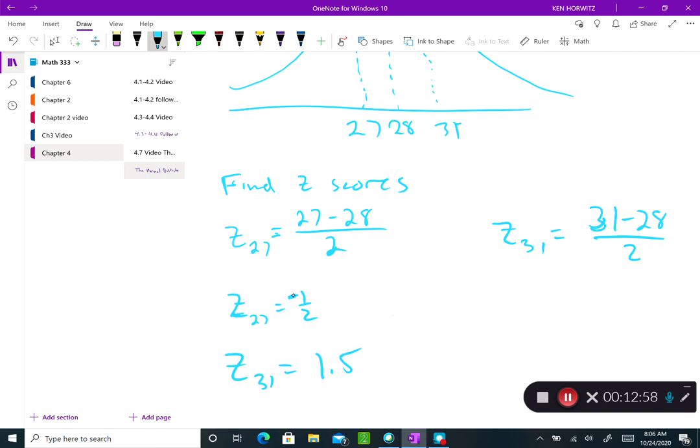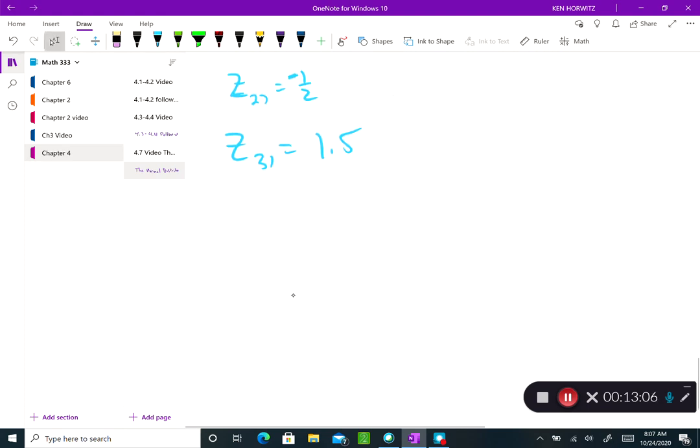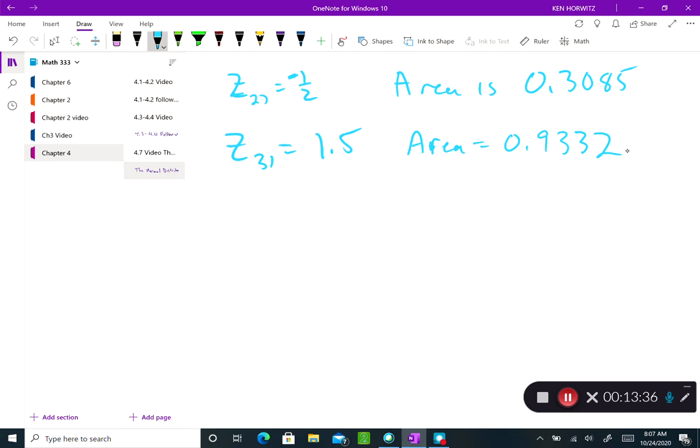All right. So when I look up my area for negative 1/2 as my z-score, my area is 0.3085. And when you look up your area for a z-score of 1.5, I get an area of 0.9332. You can always confirm them by going to the chart and finding those areas.